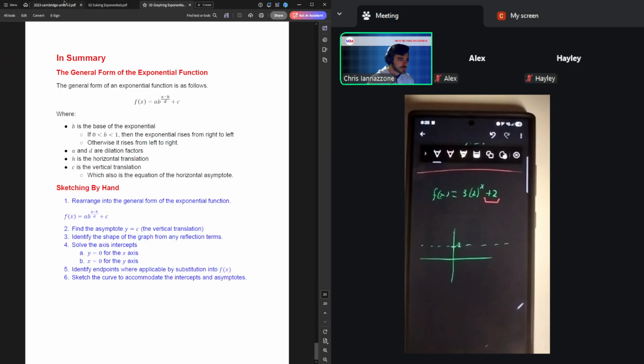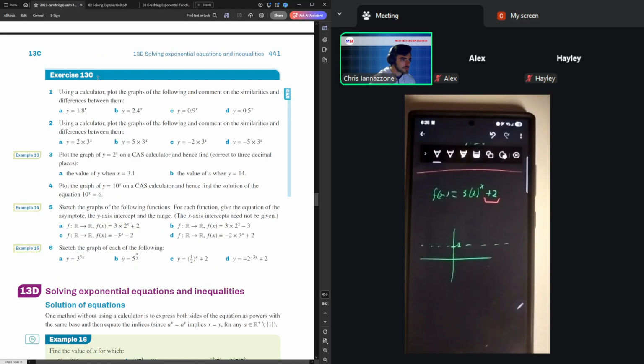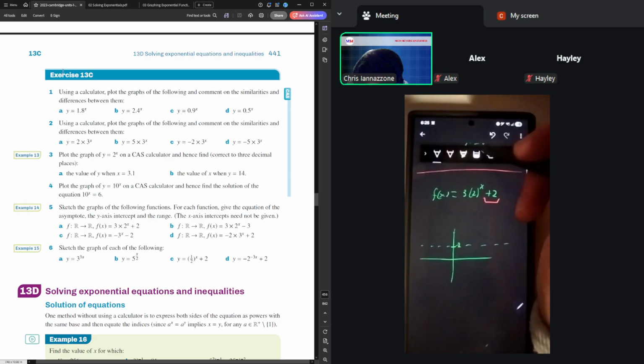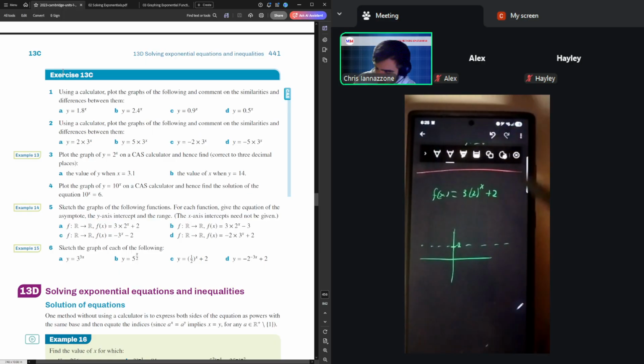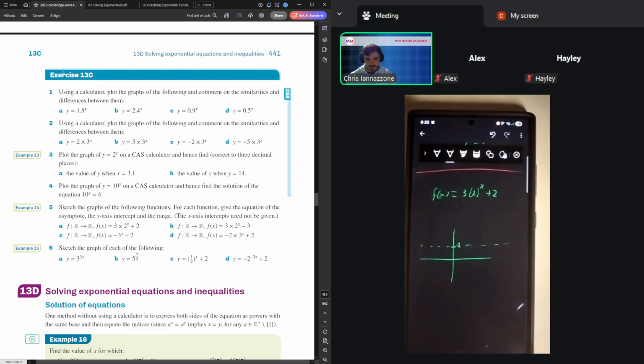Next up on our list was figuring out the overall shape of the graph. This is more so just so we're happy and we're seeing what the graph is likely to look like. We're just getting the overall gist of it. So, based on any reflections or any base related information, what shape are we going to have of this graph?